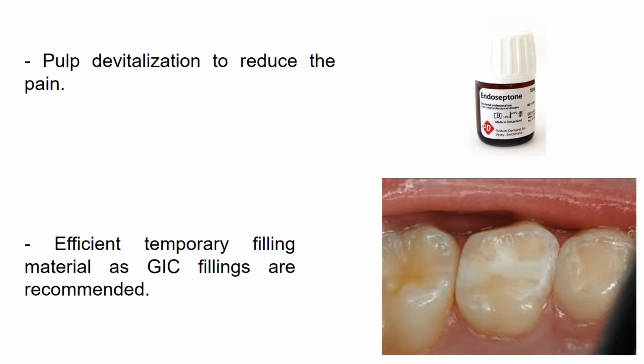When placing a temporary filling, we have to use a temporary filling that will stay for a long time, like glass ionomer cement, because we have to do short treatments and place the TF that will stay for a long time. So routine temporary filling will not be beneficial and GIC is better.